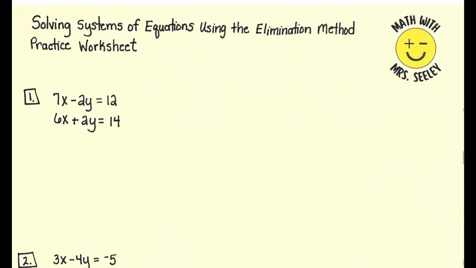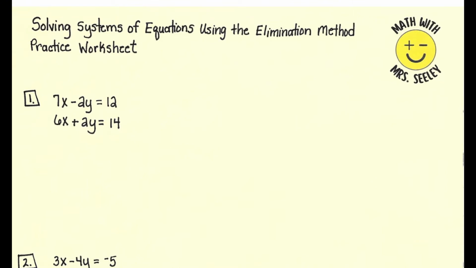When you're solving a system of equations using the elimination method, you're going to do exactly what it says. You're going to eliminate or cancel one of the sets of your variables. So let's take a look at this first problem.